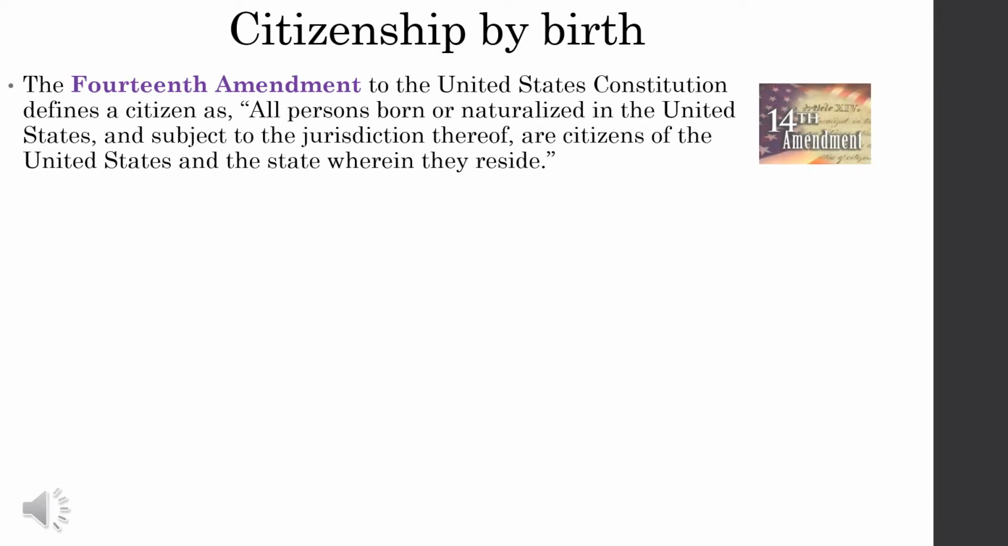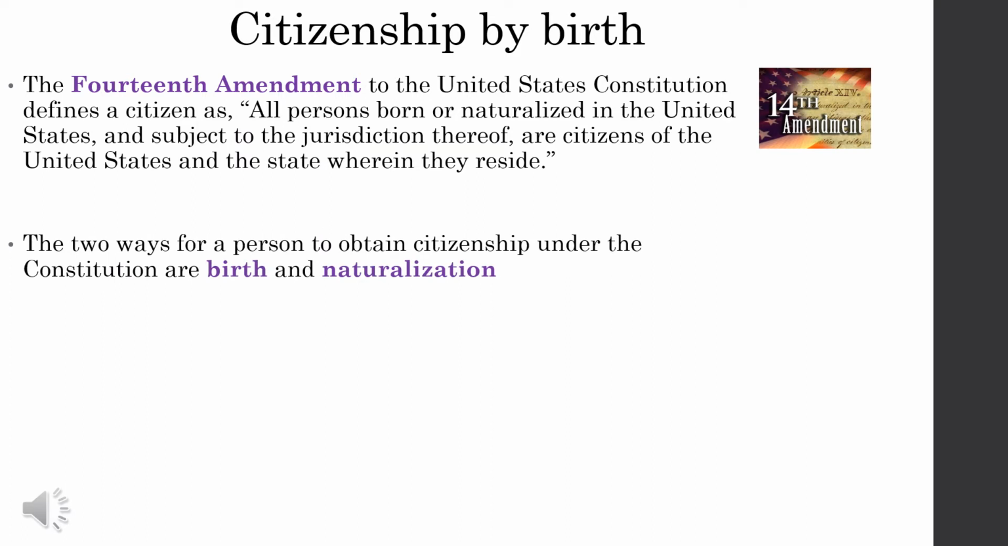Before we can talk about what makes someone a good American citizen, we have to figure out what makes someone an American citizen in the first place. And it's a bit more complicated than just citizenship by birth. The 14th Amendment to the United States Constitution defines a citizen as all persons born or naturalized in the United States and subject to the jurisdiction thereof. They are citizens of the United States and the state wherein they reside. So, the two ways for a person to obtain citizenship under the Constitution are birth and naturalization.